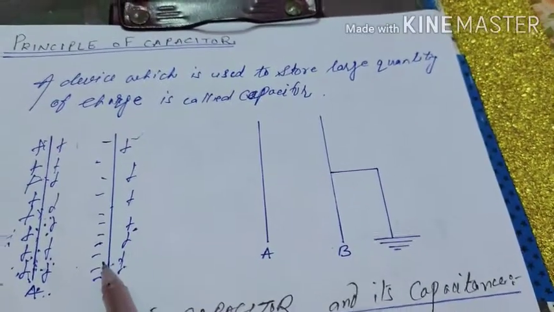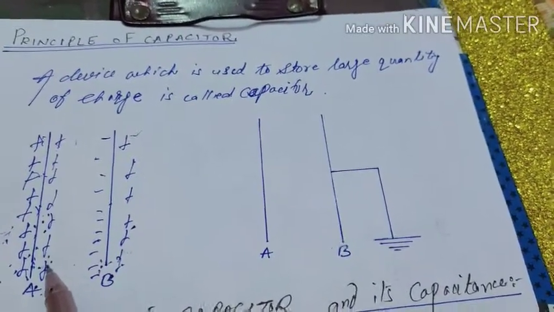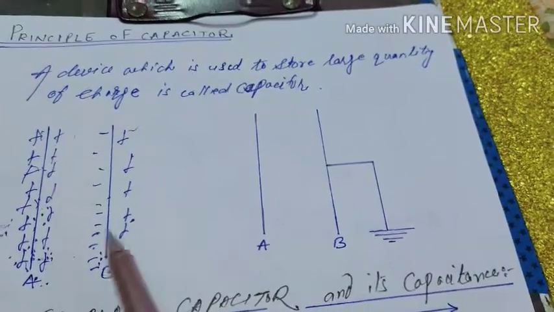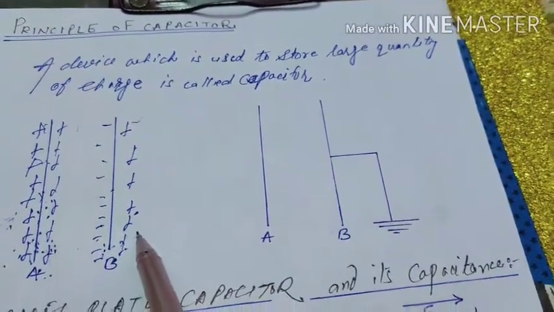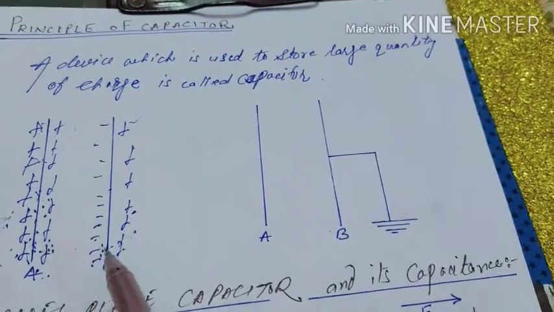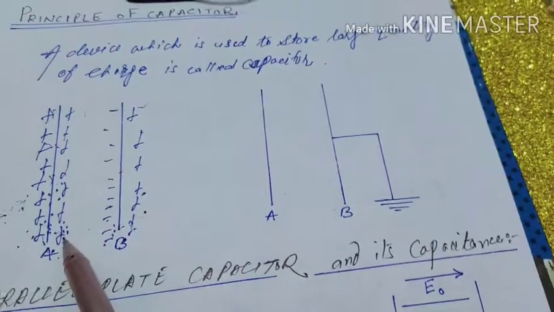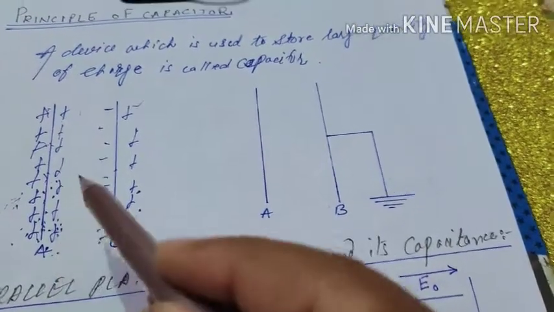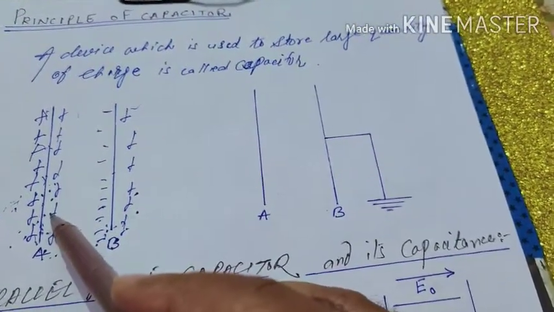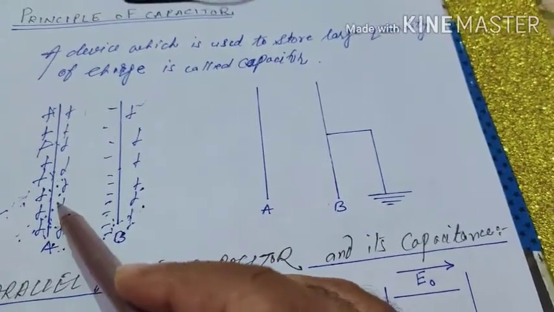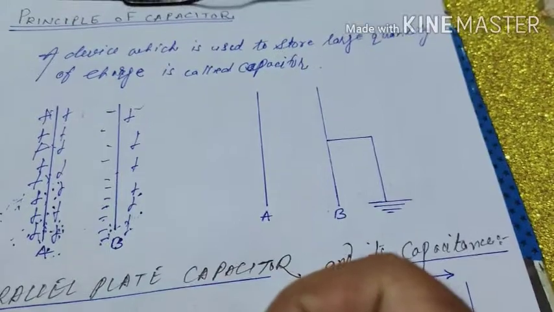But as the negative charge is close to plate A, it is more effective as compared to the positive charge on B. This means that the presence of plate B reduces the potential of plate A, and as its potential decreases, more charge can be supplied to it. This is the first part of its principle.